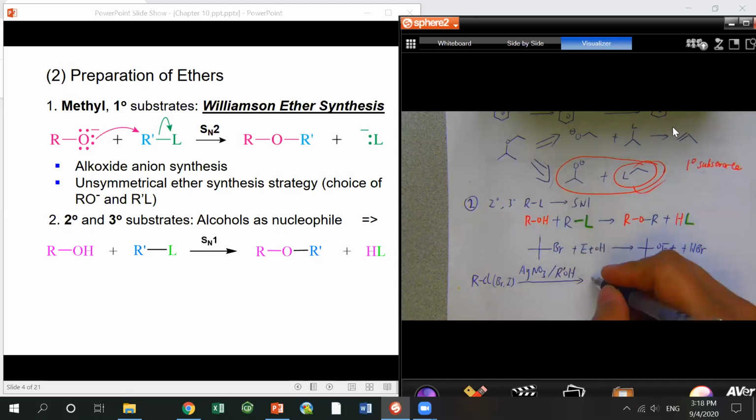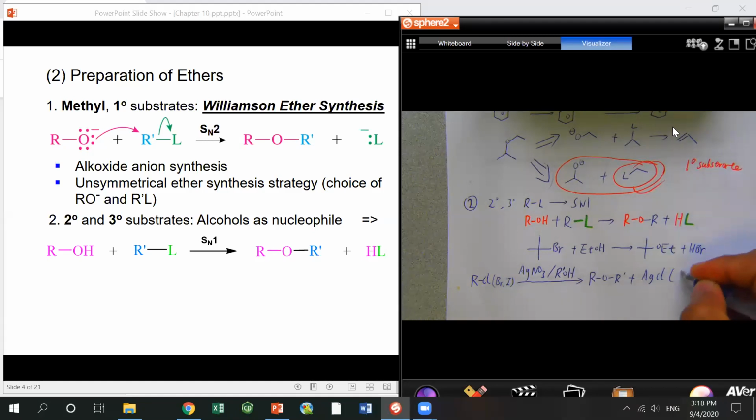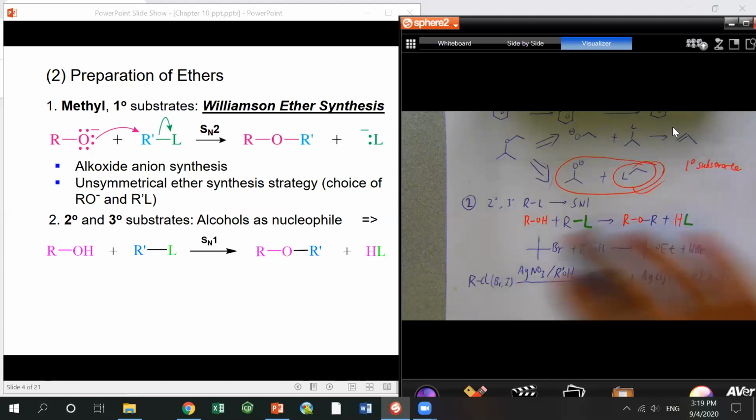So once the reaction is done, you generate the ether, and the silver will pick up the chloride, bromide, or iodide, generating silver chloride, silver bromide, or silver iodide. If you took general chemistry, these have very poor solubility, so they precipitate out. In this case, you can push the equilibrium to the right.